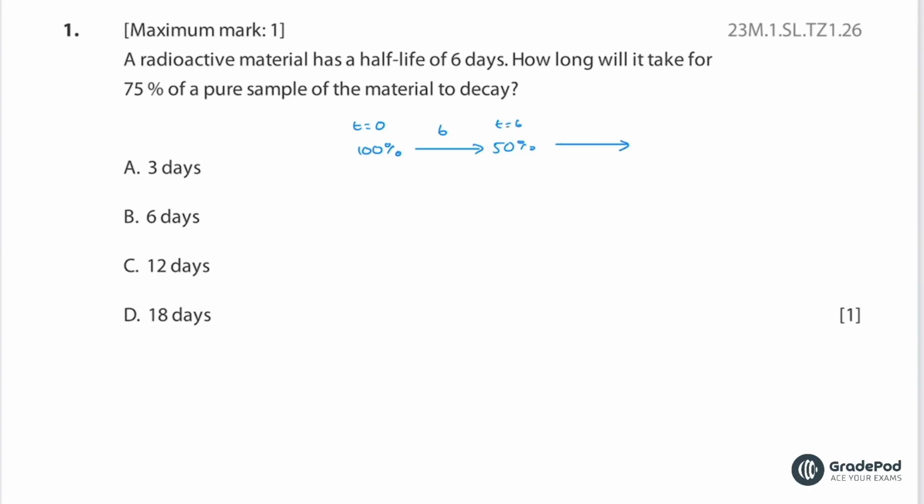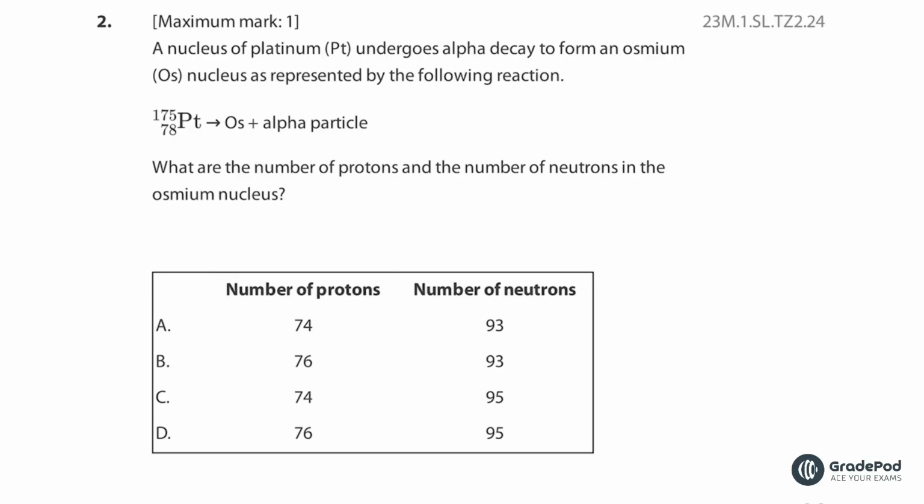After another 6 days, that goes down to a quarter of what it was. That's T equals 12 days. But the question says, how long will it take for 75% of the sample to decay? Even though we've got 25% of the sample left, that means that 75% has decayed. So our answer is 12. C.